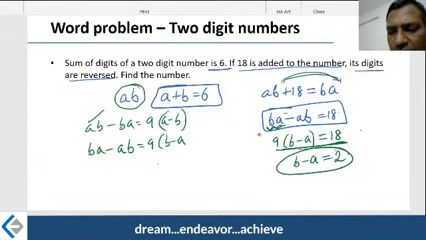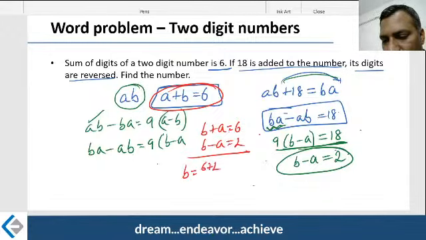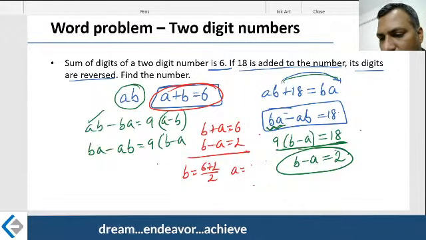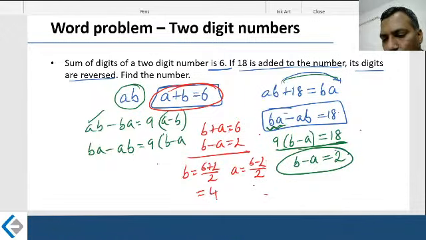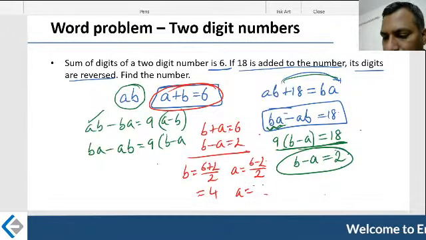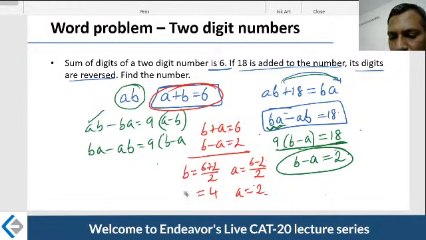Now, look at the elements, friends. You have B plus A is equal to 6. You write B minus A is equal to 2. Mental calculation, I already taught you here. How do I get the value of B? 6 plus 2 divided by 2. How do I get the value of A? 6 minus 2 divided by 2. Therefore, the value of B is 4 and the value of A is 2. What is the number here? AB is my number. Your number is 24.